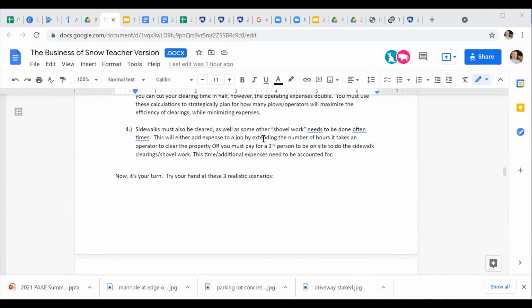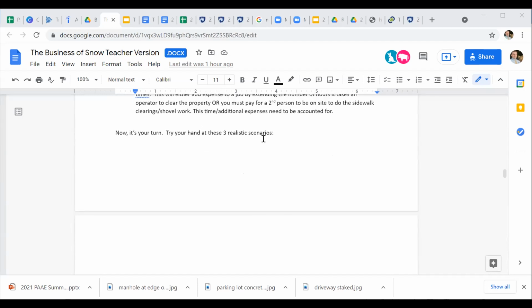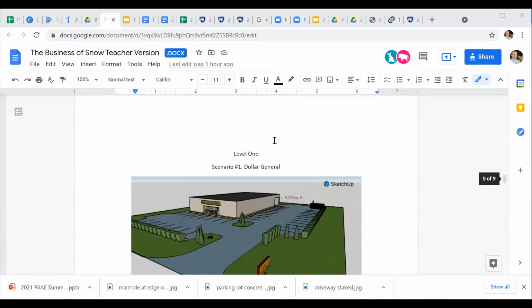Is that operator going to have a helper ride along with them to do sidewalk clearings, shovel out doors, shovel out handicap accessibility ramps, etc.? That person, and the wage that they're being paid, needs to be accounted for. Obviously these numbers fluctuate and go up and down depending on the number of people involved, but it all needs to be thought out and considered.